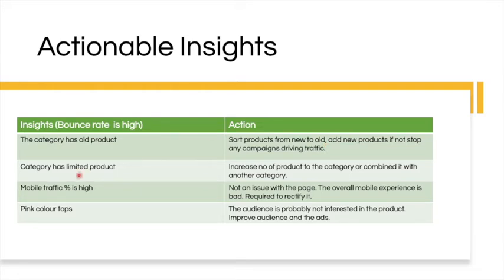The second example is that the category page has limited products, so the bounce rate is high. One thing we can do is increase the number of products. Sometimes that's not always possible. Maybe we can combine it with other categories. Let's say there are a few similar categories with limited products; we can combine them to create a category with many products, which will reduce the bounce rate.